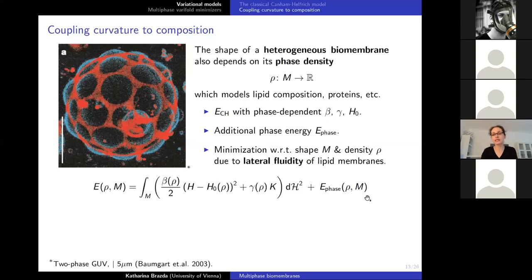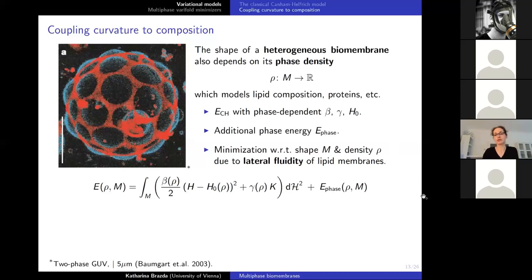But most importantly, as I said in the beginning, biological membranes are two-dimensional fluids. So they have a lateral fluidity. So this density, or if there are some proteins on the surface, they are able to flow precisely to a spot which better suits their curvature or where they like to be. Therefore, the minimization is now not only with respect to the membrane shape, but also with respect to the density, which is defined on the membrane. So this is another model.